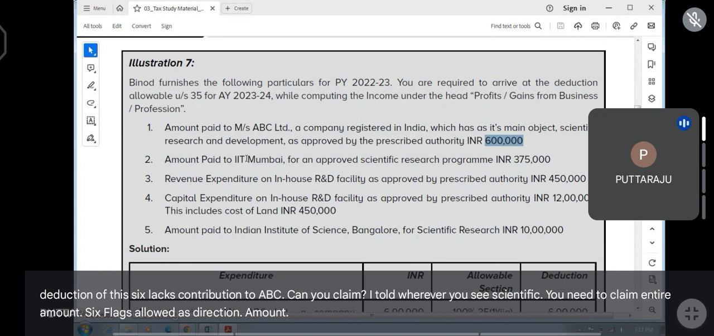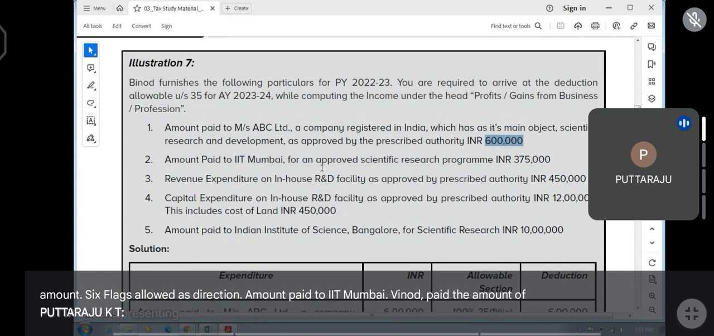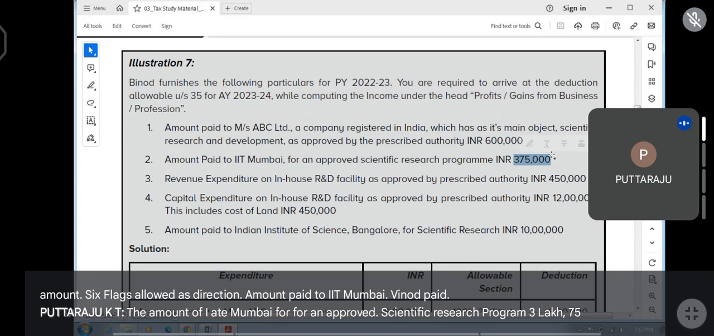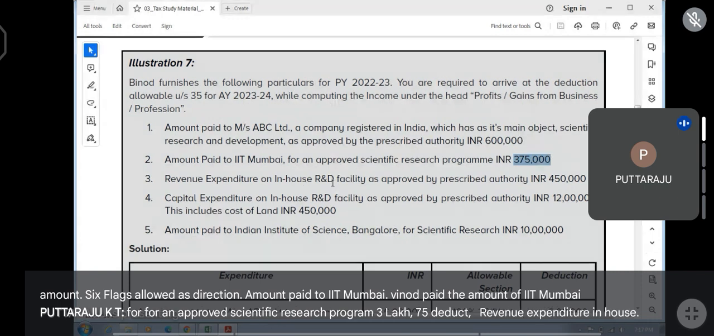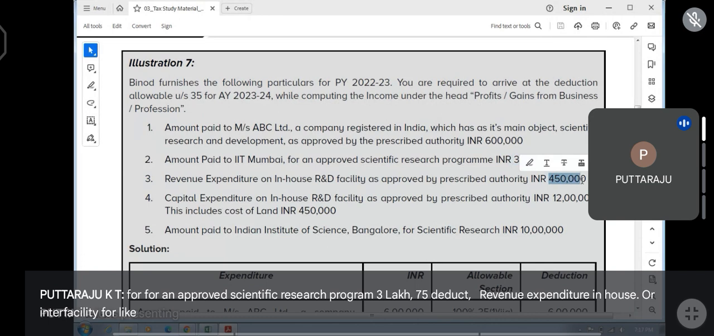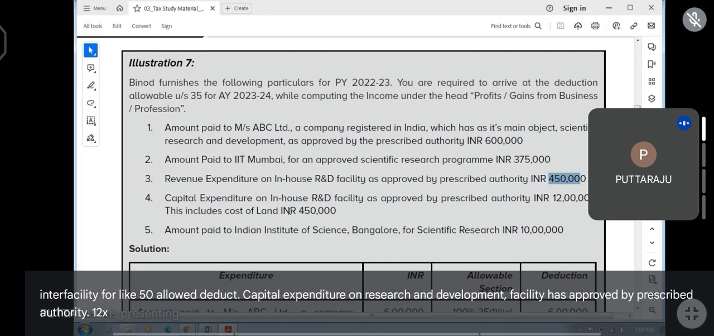Amount paid to IIT Mumbai. Vinod paid the amount to IIT Mumbai for an approved scientific research program. 3,75,000 deduct. Revenue expenditure on in-house R&D facility 4,50,000, allowed, deduct. Capital expenditure on research and development facility as approved by the prescribed authority, 12 lakhs. This includes cost of land 4,50,000. What needs to be done?